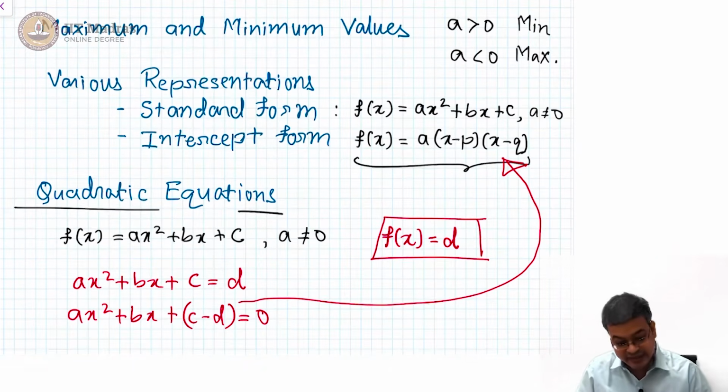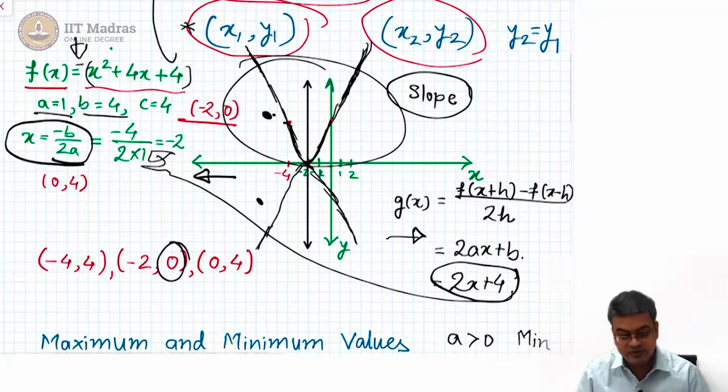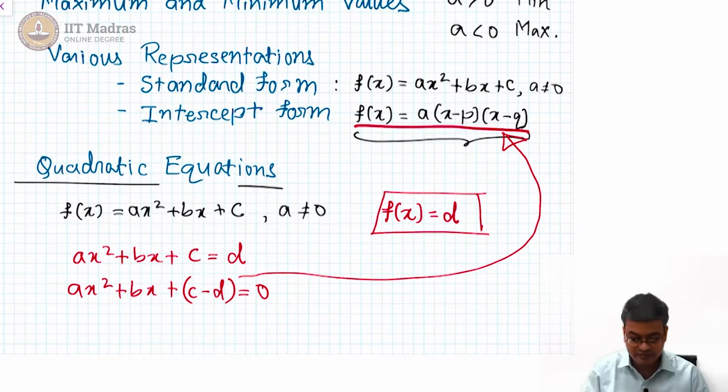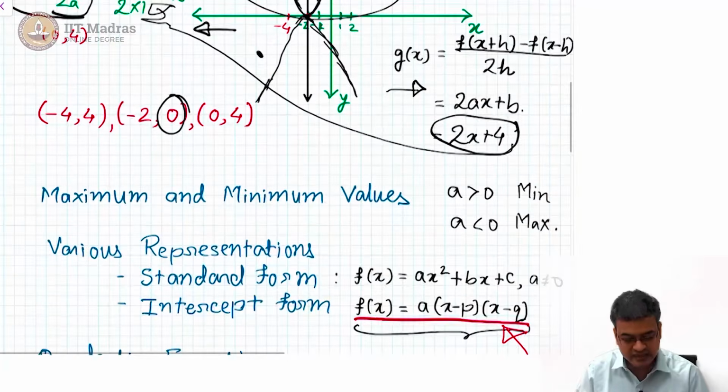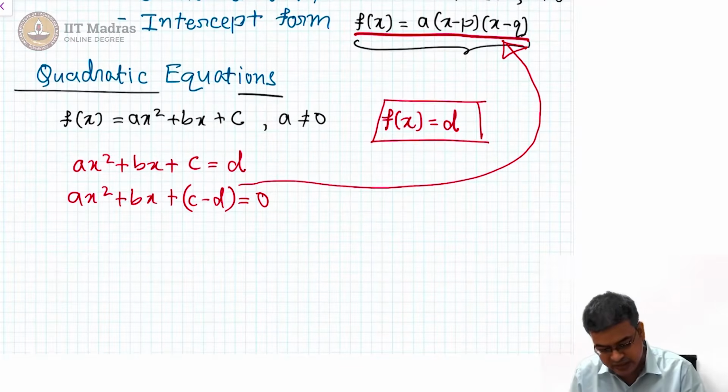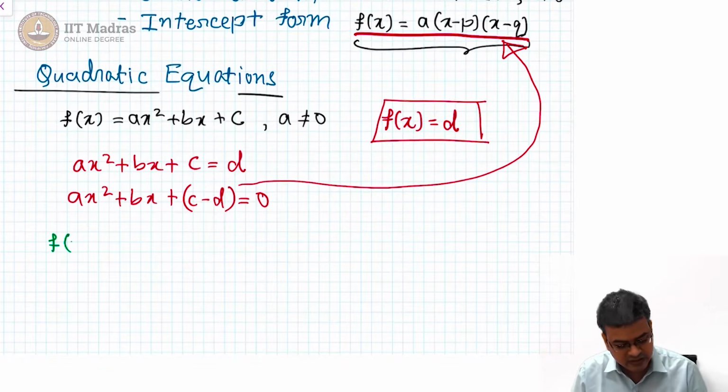So let us try to take this function, which is x square plus 4x plus 4, and see if I can get this function in the intercept form. There is a catch. I should know that this function has a root, that means the function has a solution. If it doesn't have a solution, we will deal with that case a little later, but here this function is a very nice function and it satisfies the condition. So let me write that function f(x) is equal to x square plus 4x plus 4.